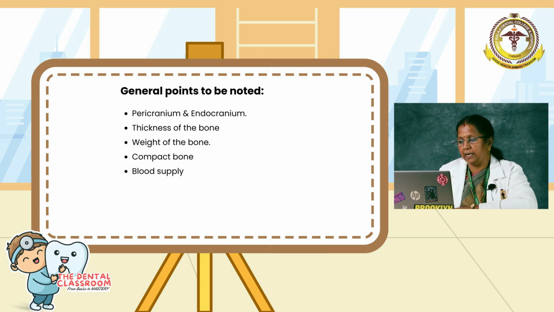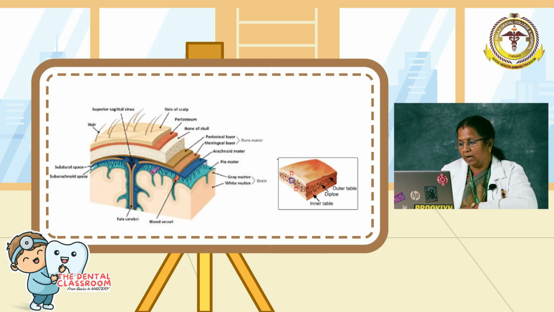The thickness of the cranial cavity varies. Whereas, if you go for the weight of the skull, in females the weight of the skull is very less compared to the adult male. When you come to the structure, the calvaria or the cranial vault is made up of compact bone. Compact bone consists of an outer table and an inner table. The outer table is thick when compared to the inner table. Between the outer table and inner table is spongy bone, which we call diploe. The inner table, as it is very thin, will give impressions of the structures present within the cavity.